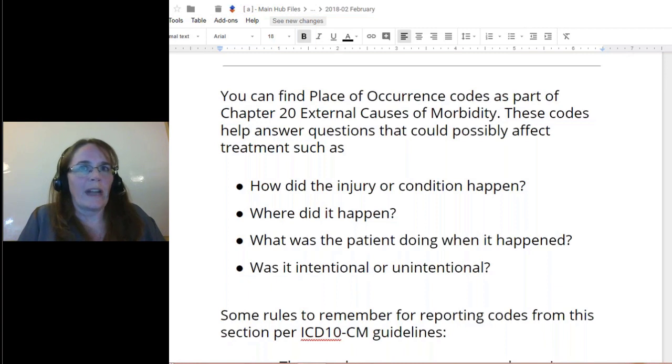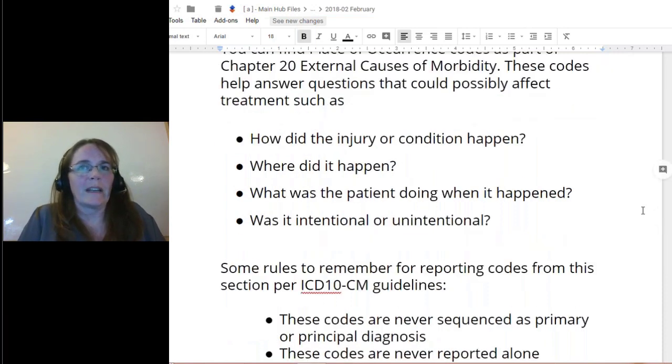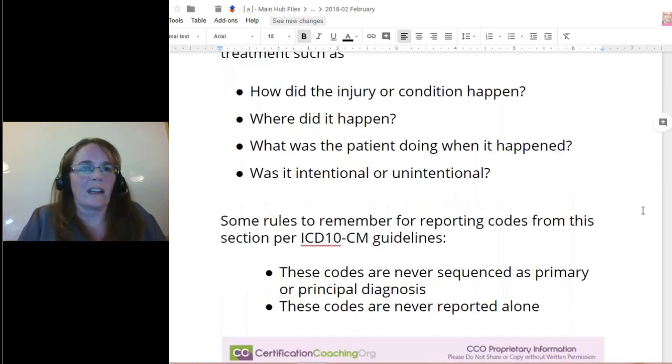What was the patient doing when it happened? Were they riding a bike? Were they skydiving? Were they something more fun, or were they sitting in their office chair and the wheel broke and they fell off? Was it intentional or unintentional? That section is important because if it stems from a toxin or a poison, then you're going to go to the T chapter, and those codes already have this answer of intentional or unintentional. So that one's taken care of with your diagnosis code.